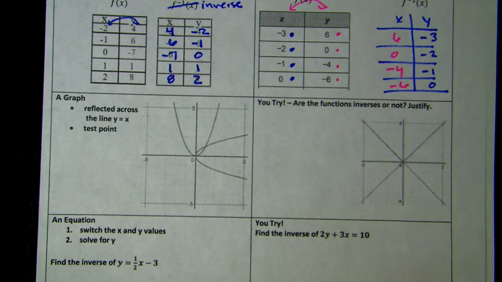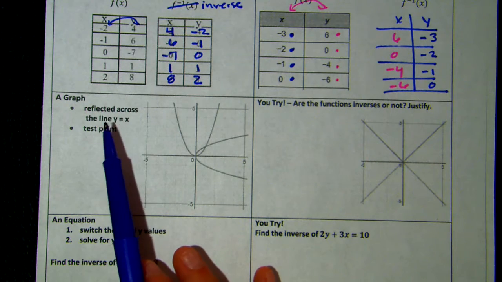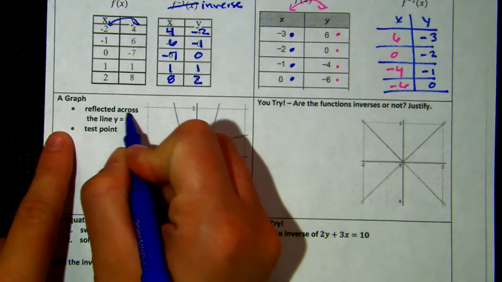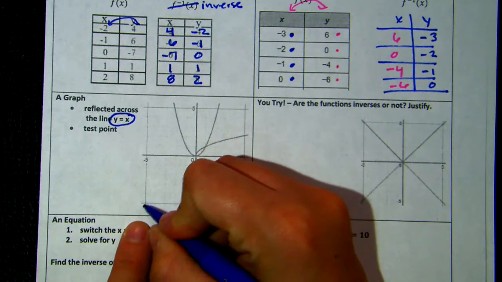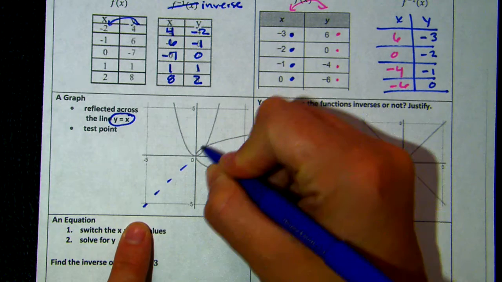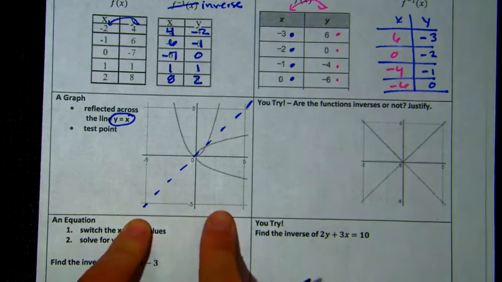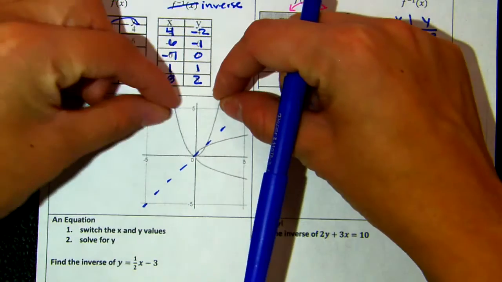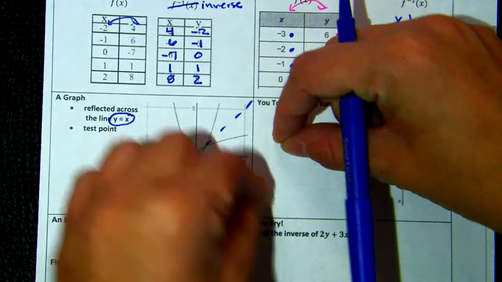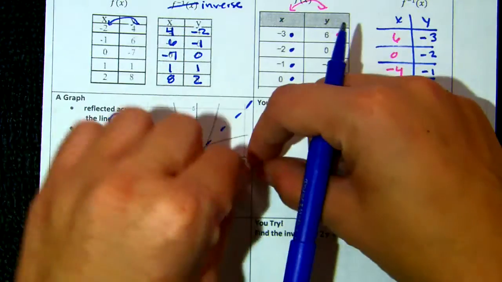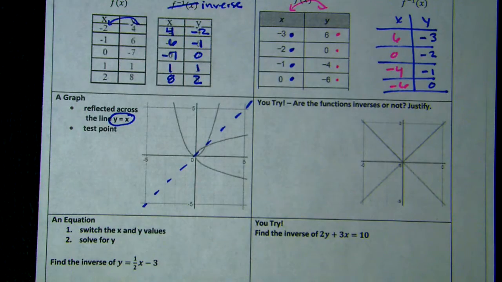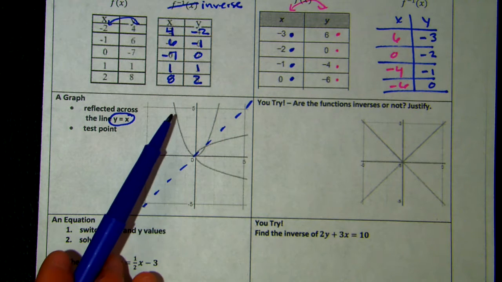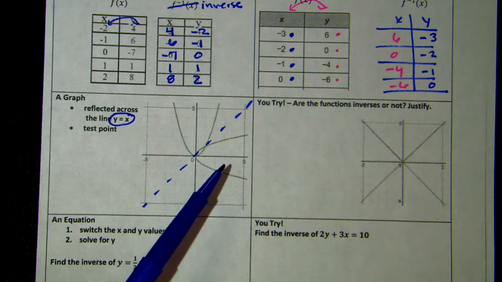Okay. Next one is graphically. The definition for the graph of an inverse is it is reflected across the line y equals x. The line y equals x is this diagonal line here. So whenever I see a graph, I always draw in that diagonal line. And as you can see, this function flips across that diagonal line. It is reflected across that diagonal line. My hands were in the way, you couldn't see what I was doing. Okay, so this function reflects across that blue line.